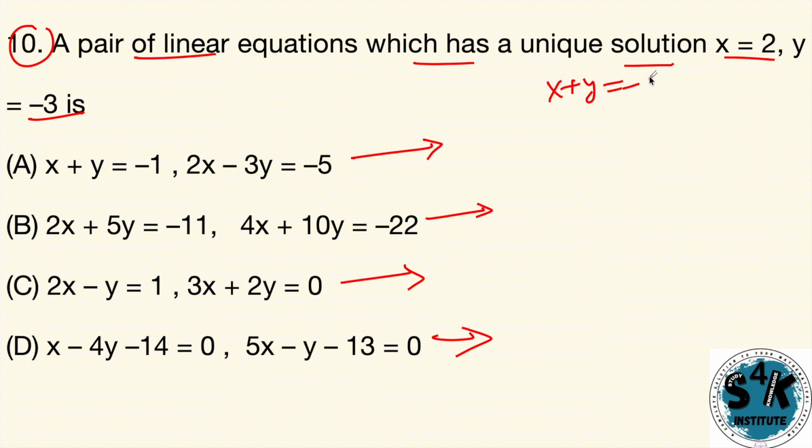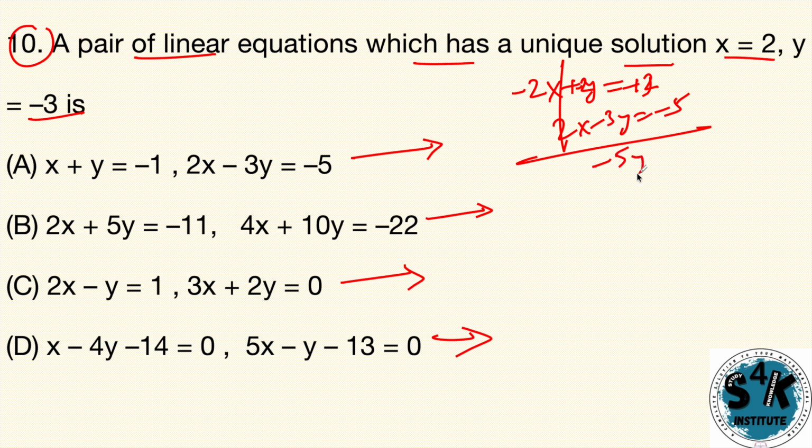x plus y is equal to minus 1 and 2x minus 3y is equal to minus 5. So here I multiply the above one with minus 2, so minus 2x minus 2y and plus 2 I will get. So if I solve this, this gets cancelled. Minus 5y equal to minus 3. So value of y will be 3 by 5. So I have minus 3. So this is invalid. So I will discard this.